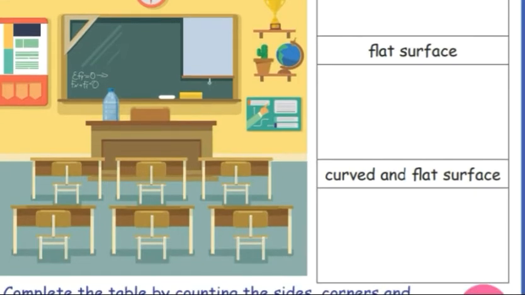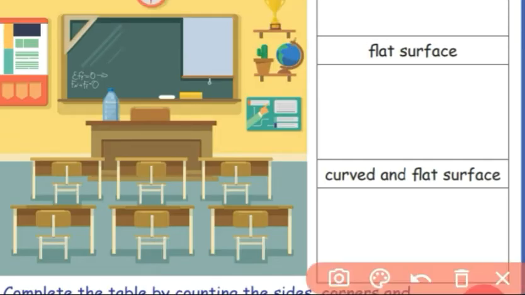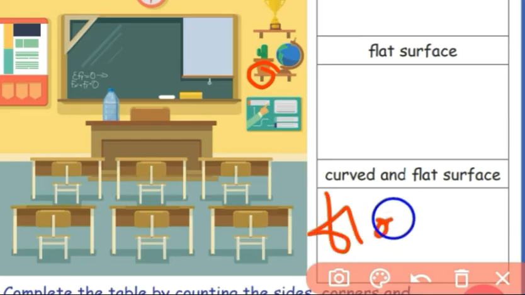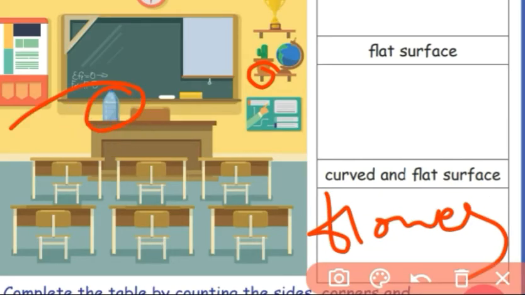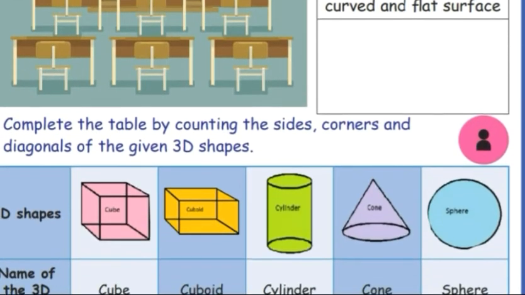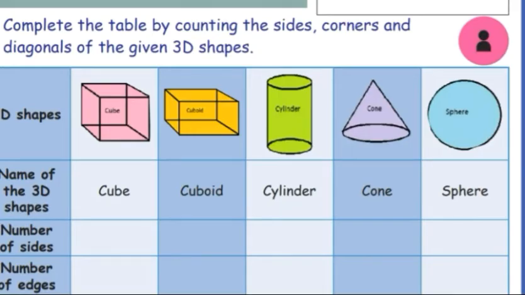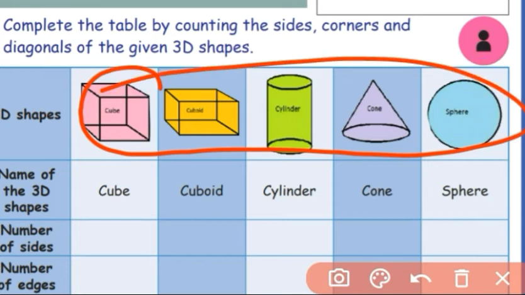Next, curved and flat surfaces. That is, see this flower pot, water bottle, this plant. These are the curved and flat surfaces. Next, complete the table by counting the sides, corners and diagonals of the given 3D shapes. They have given some 3D shapes here. So, you have to write the number of sides, edges, corners.